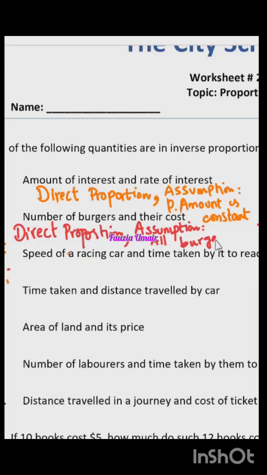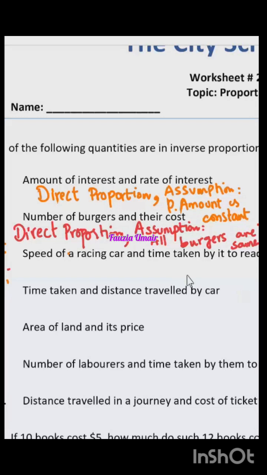Assumption is the thing we are keeping constant. Okay, all the burgers are the same. That can be one assumption. We are buying from the same shop. That can be another example. So these are called assumptions in the scenario: the things you are keeping constant.